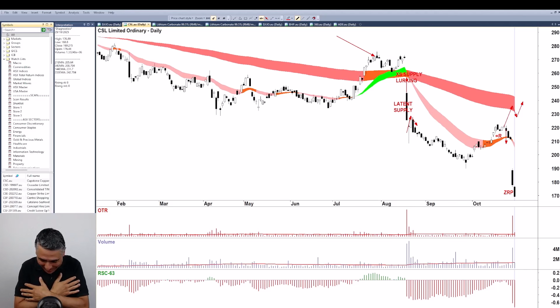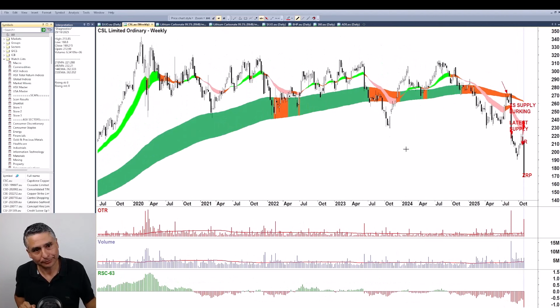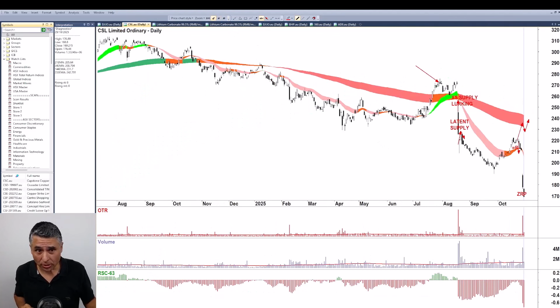I cannot see even the vaguest resemblance of a reason to have any risk on CSL. If we go to the weekly chart, it's not like you couldn't see it coming if you're a longer-term investor for your self-managed super fund. And I'm not trying to be mean here. I'm not trying to be nasty. I'm just telling you what the candles say. Don't blame me. Blame the fund managers that make the candles.